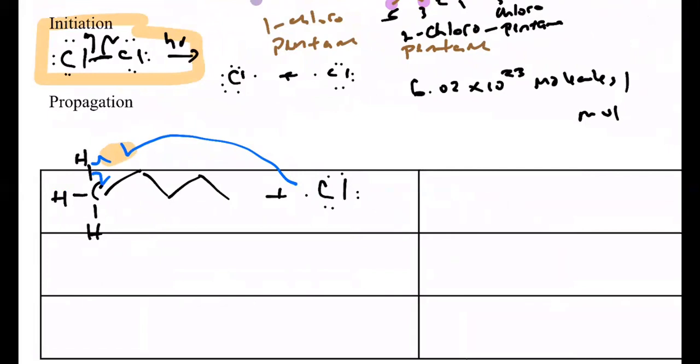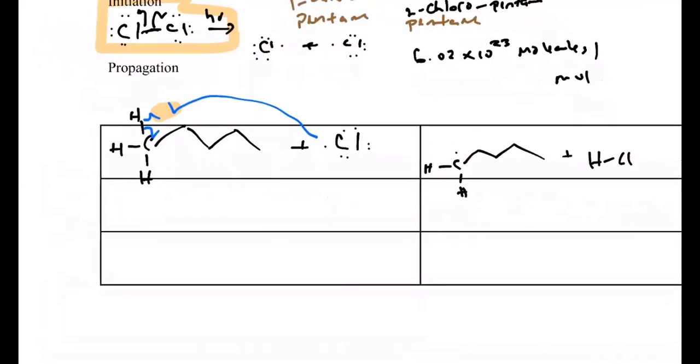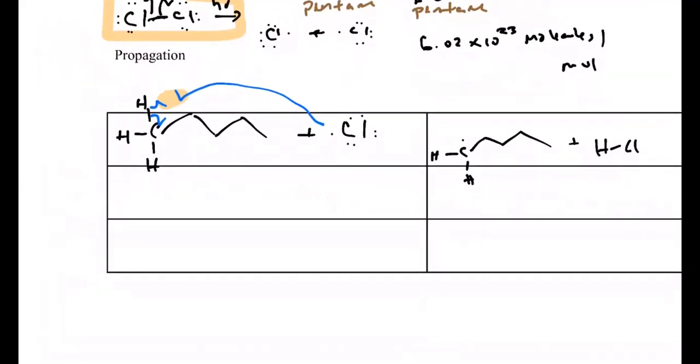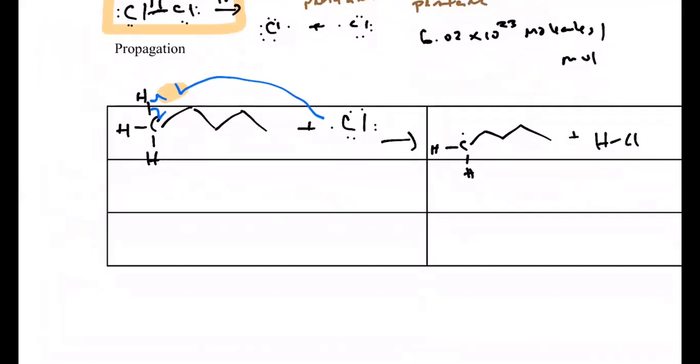So on the other side, now I have a new radical. That's what happens in propagation. I abstract the hydrogen, and in the process, I make a new radical. So on the other side, I have a radical that looks like this, plus HCl. Yes or no? Yes. All right. So now let's do the other one.